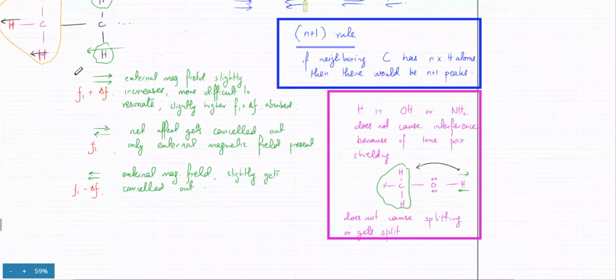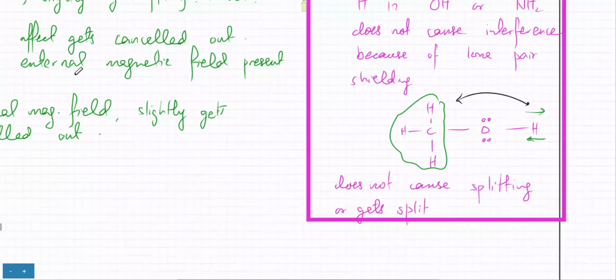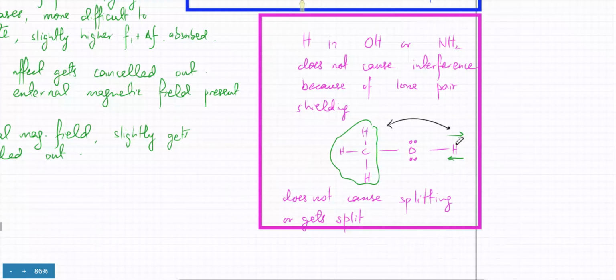Similarly, there was another point that we discussed: the OH hydrogen proton is not going to cause interference because the lone pairs in NH2 and in OH are going to shield both sides. So this magnetic field is not going to interfere with that hydrogen proton's magnetic field. There would be no splitting if there's an O lone pair in between. The two sides would be separate; they're not going to affect each other.